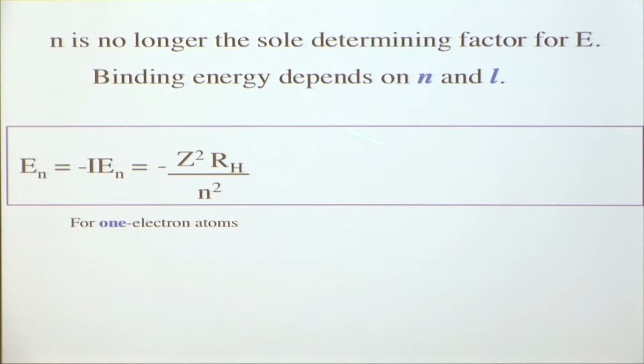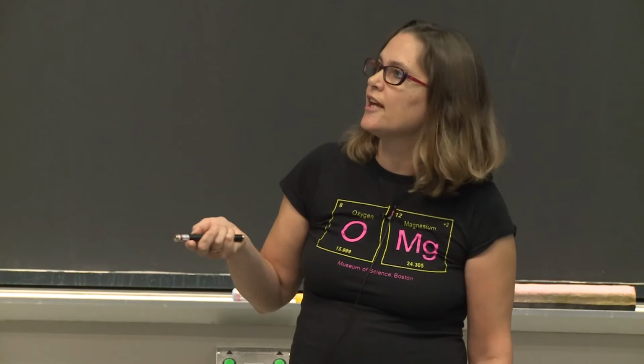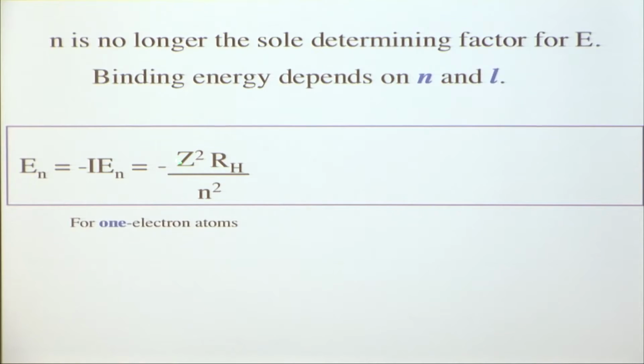All right, so for a one-electron system, binding energy equals minus the ionization energy equals minus Z squared R_H, the Rydberg constant, over n squared.